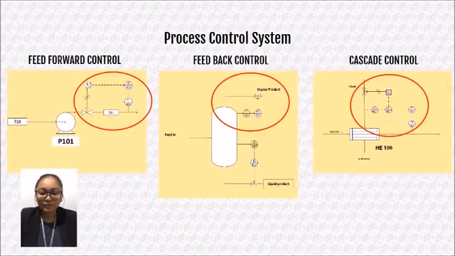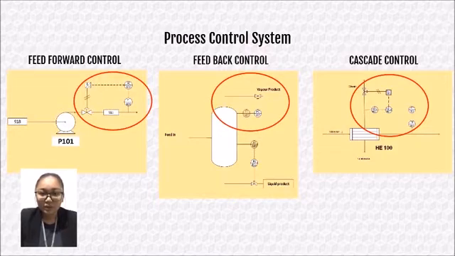There are three process control systems that we use, which are feed-forward control, feedback control, and cascade control. The feed-forward control will provide the information on the past activity and performance, whereas the feedback control will provide the future activity and performance. And for the cascade, it will be using two controllers, where the first controller is used to set the set point, and the other one is usually used as the feedback controller.